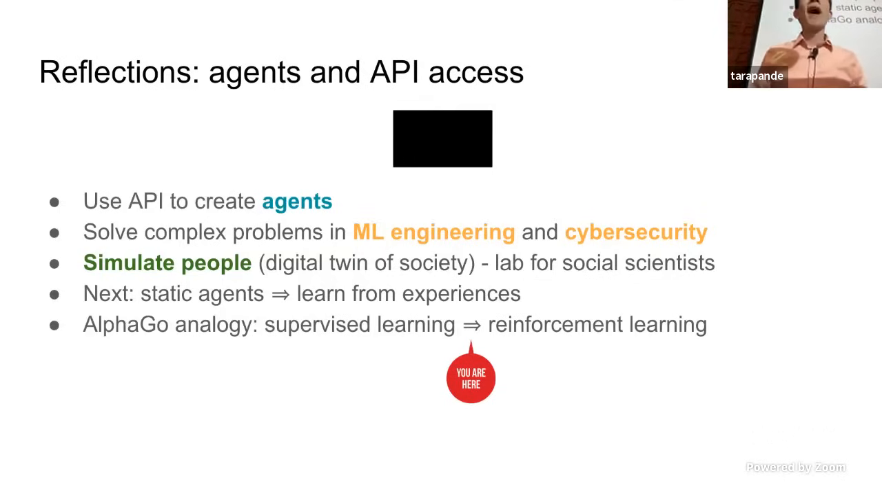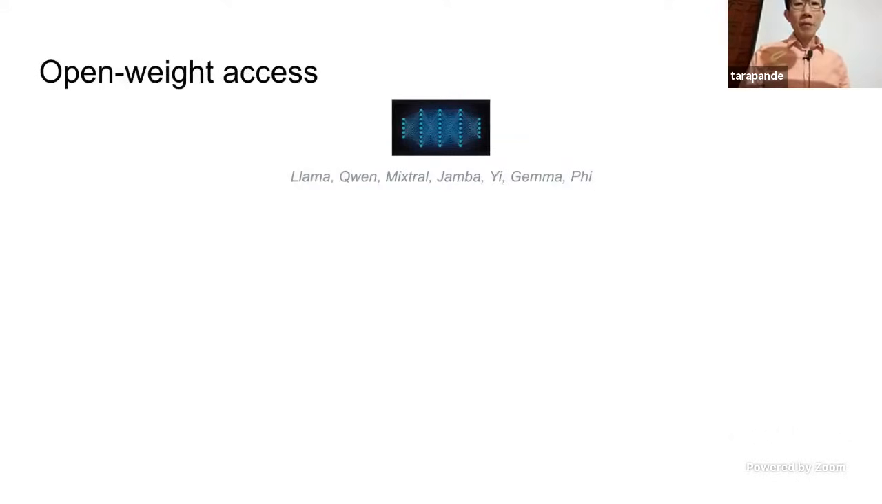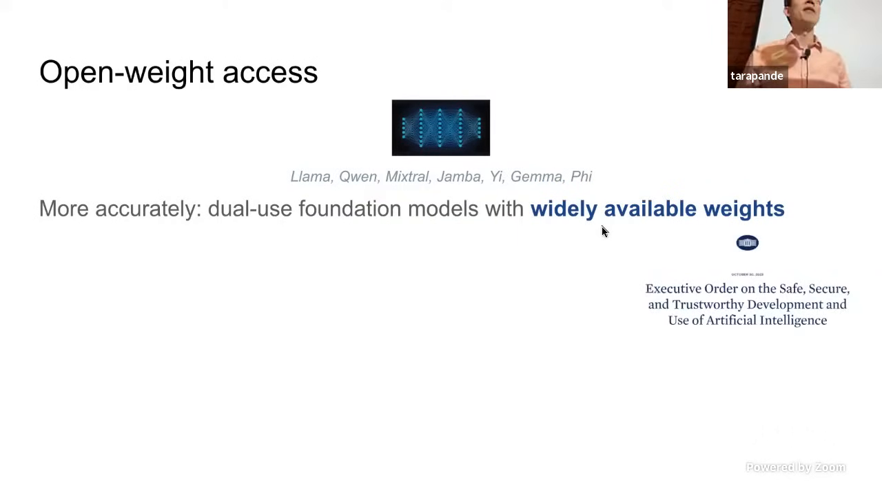But in order to do all that, you need deeper access to models. You can't just have the black box API anymore. So let's now descend the layer cake into open weight models. What is an open weight model? Technically, they're more accurately called dual use foundation models with widely available weights. This terminology comes from the executive order from last year. It's a bit of a mouthful, so I'm going to use the term open weights.